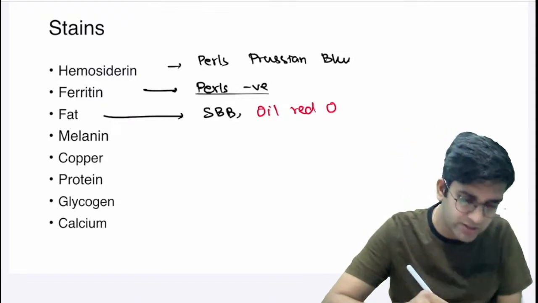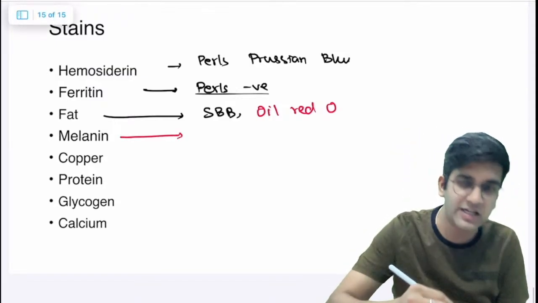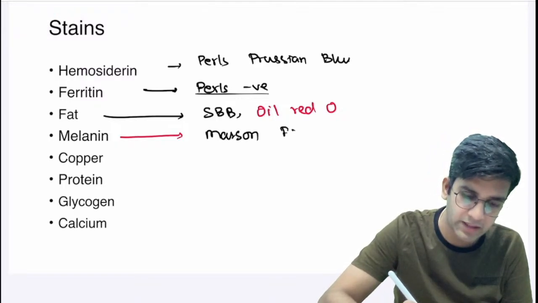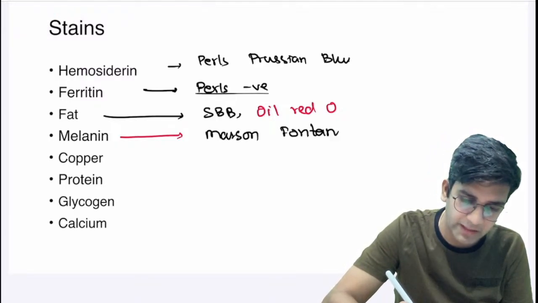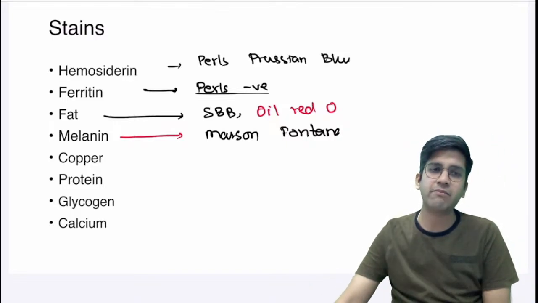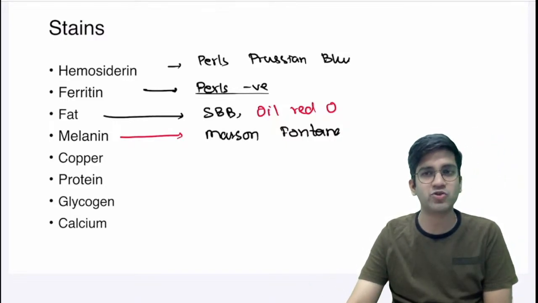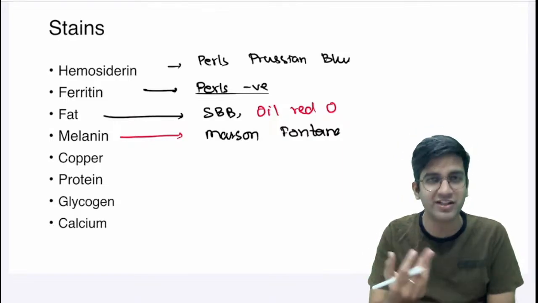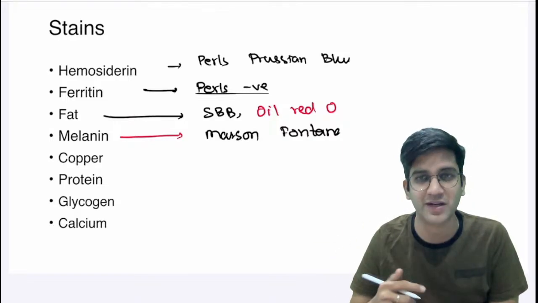That's enough. Right? Stain for melanin. Melanin has Masson Fontana. Okay? Masson Fontana is a stain for melanin. If required, remember again, melanin can be easily picked up on light microscopy. You can easily pick up melanin. Unless it is difficult and you want to prove it's not melanin, you can use Masson Fontana.